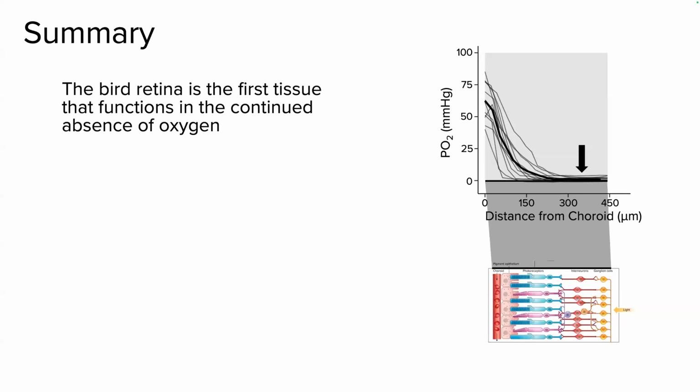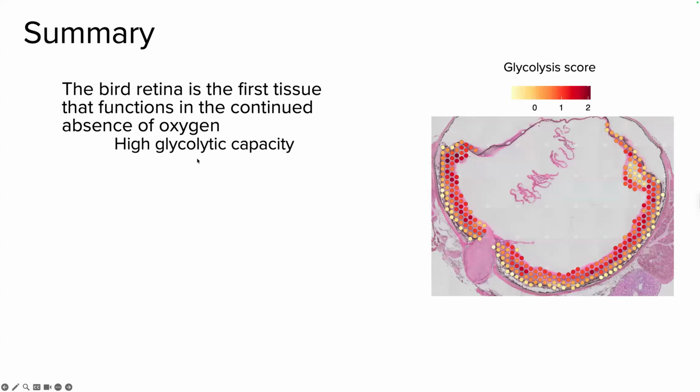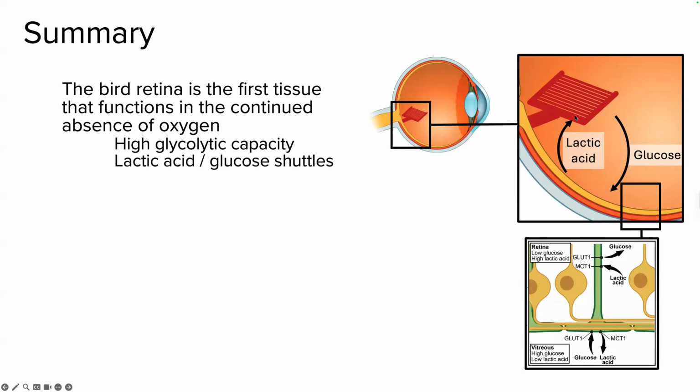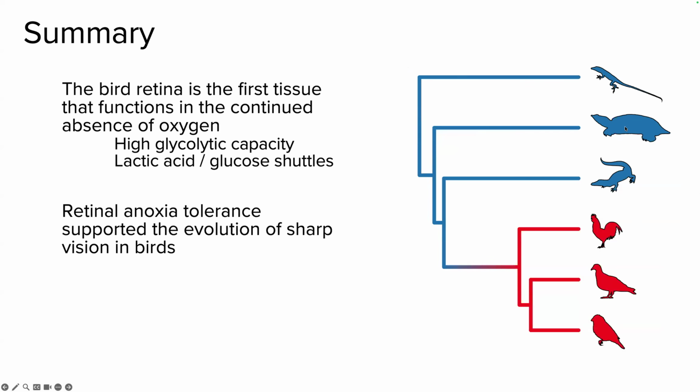So to summarize, this first part of our bird project has shown that bird retina represents a neural tissue type that functions under the complete and continuous absence of oxygen. It is highly glycolytic, and that is supported by two different lactic acid glucose shuttles within the retina and within the vitreous of the eye of these animals. We show that this is something that originated before the radiation of the current living birds and might already have been present in the dinosaurs.